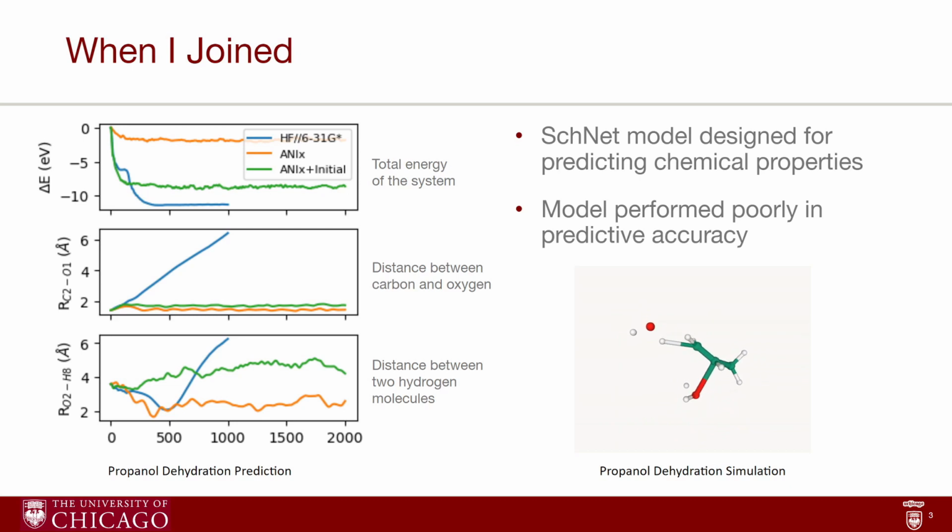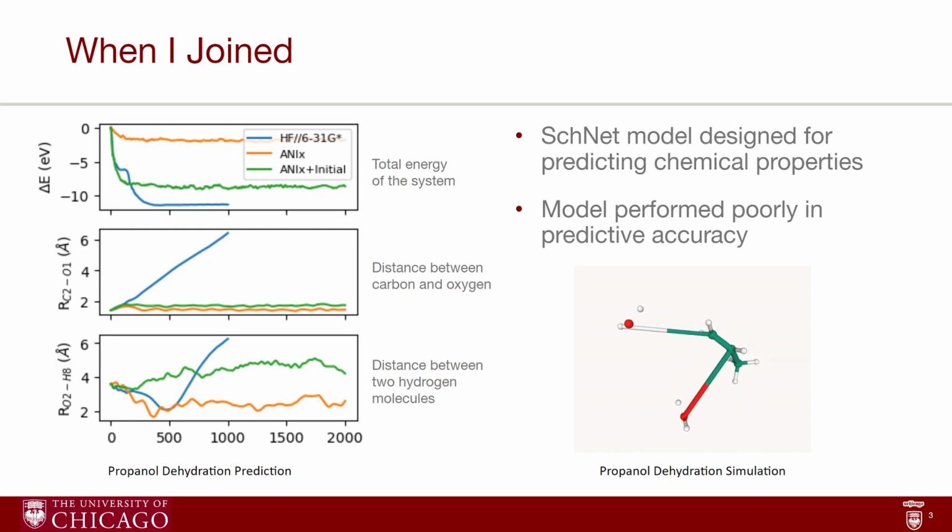SchNet was tested by having it try and emulate the process of dehydration, specifically the dehydration of propanol, but it didn't perform very well and had inaccurate results that didn't make good predictions. In these graphs, the blue line is the actual simulation that we're comparing against, the orange line is the performance of the initial model before fine-tuning, and the green line is the performance of the model after fine-tuning.